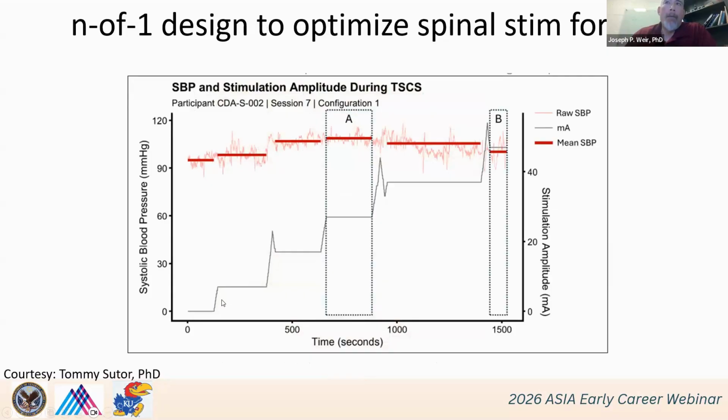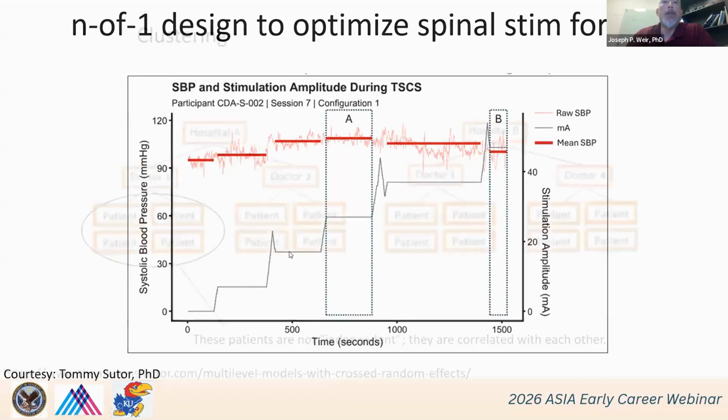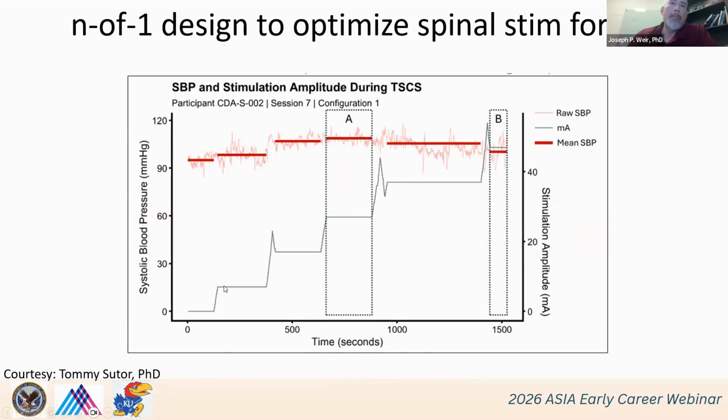So in many ways, this is a three-dimensional graph, right? Our dependent variable is systolic blood pressure on the left-hand y-axis, and then stimulation amplitude is the black line on the right-hand y-axis. And then we also have time here. So this protocol was administered in a sequential fashion, and the stimulus amplitude is progressively increased over time.